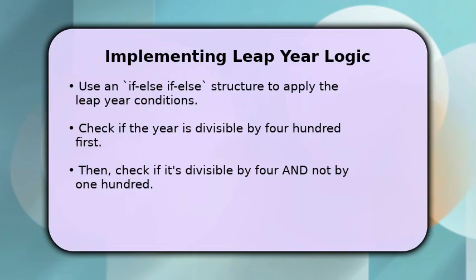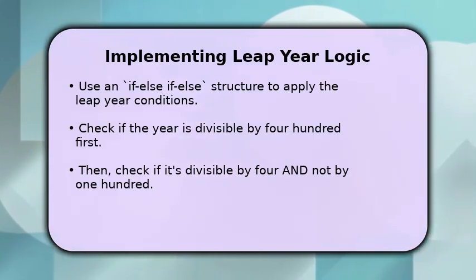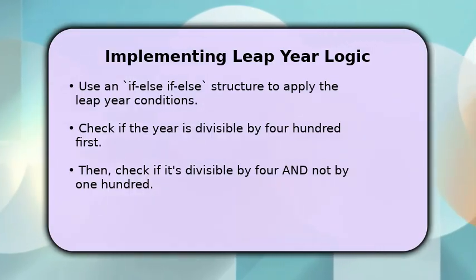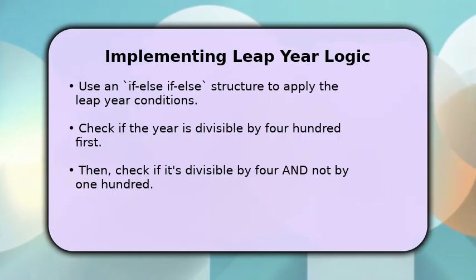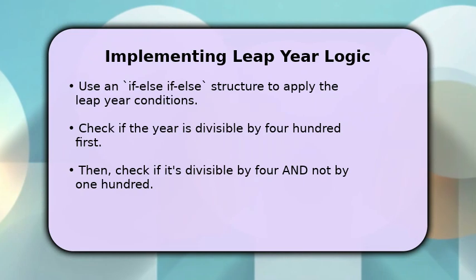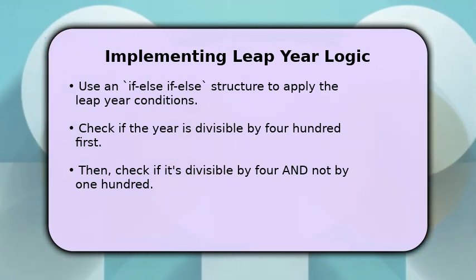For the core logic, we'll use conditional statements. An if statement checks if the year is divisible by 400. An else if then checks if it's divisible by 4 but not by 100. If neither of these conditions is met, the else block will execute, indicating it's not a leap year. Use the modulo operator, %, to check for divisibility.